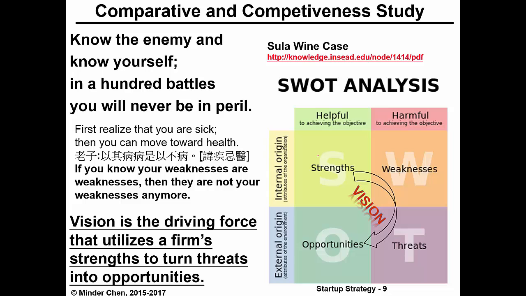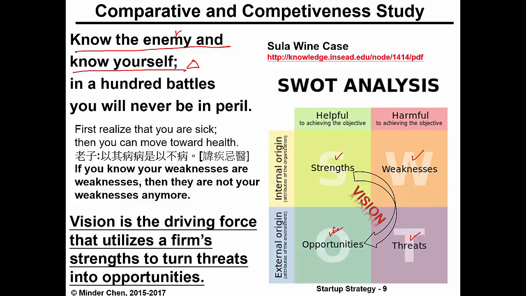Sun Tzu said, know the enemy and know yourself, and in 100 battles, you will never be imperiled. To some extent, the most important thing is to know yourself. Know your strengths and know your weaknesses. And to know the enemy, to some extent, is to know your enemy's strengths and weaknesses, which can be translated as the external environmental threats or opportunities.